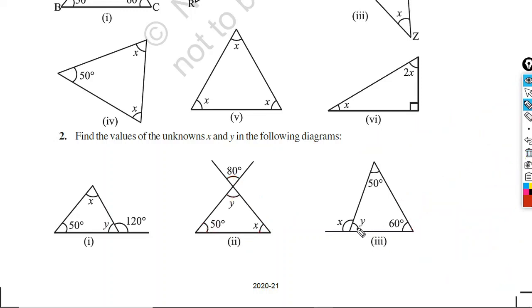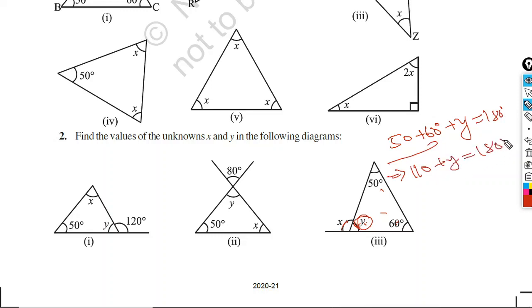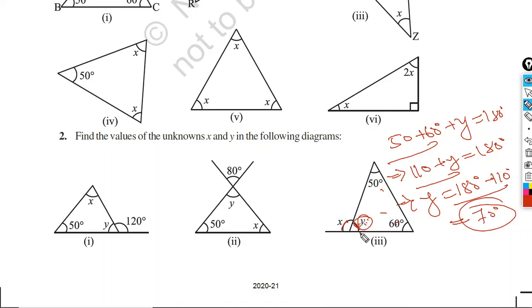Now let's try another one. See, here we have x and y. So first we can try y, because we have sum of the three interior angles equal to 180. Therefore we can write 50 plus 60 plus y is equal to 180, implies 50 plus 60 is 110 plus y equals 180, implies y equals 180 degree minus 110 degree, which will be 70 degree. So we got the value of y. So y equals 70.